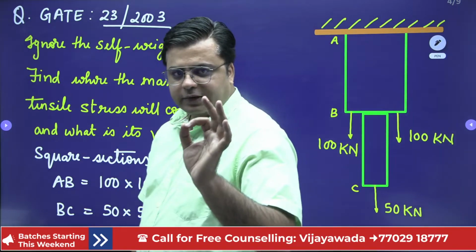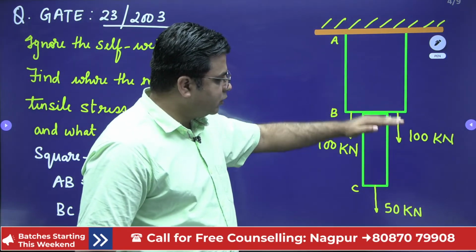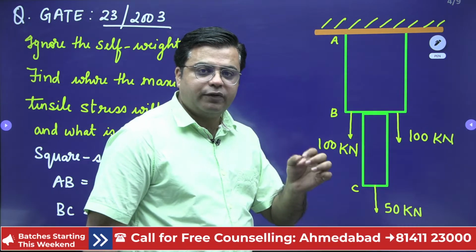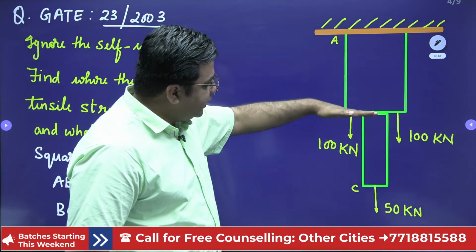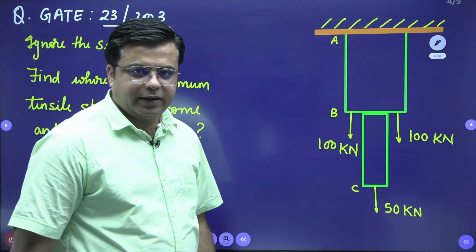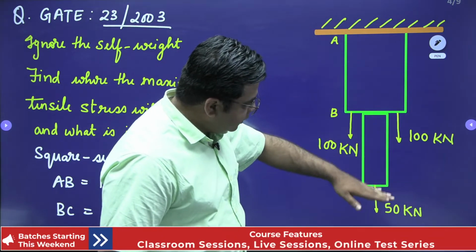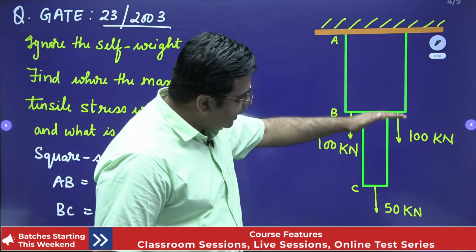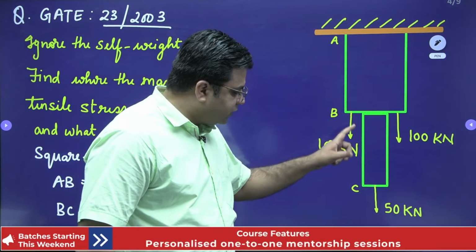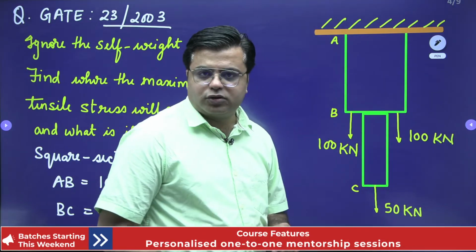First thing that I would like to tell you, both of these members are prismatic members. And what are prismatic members? The members for which the cross-sectional area is constant throughout the entire depth are termed prismatic members. For a prismatic member, if the load is constant, then over the entire length the stress value will also be constant. Area is constant, load is constant, so obviously stress for the entire length will also be constant.